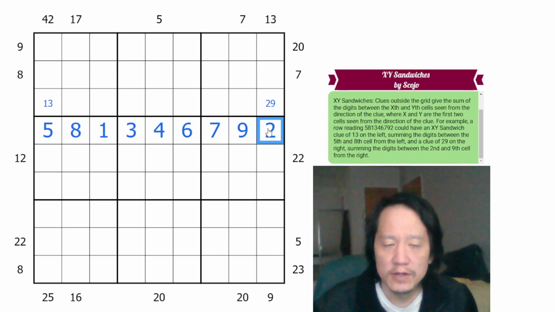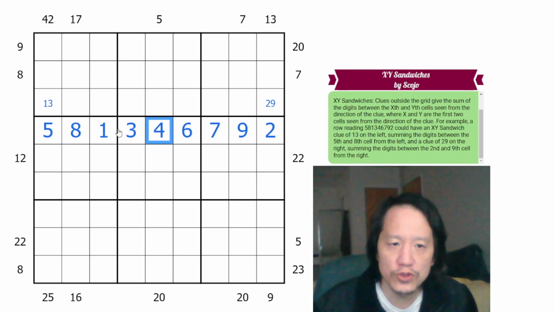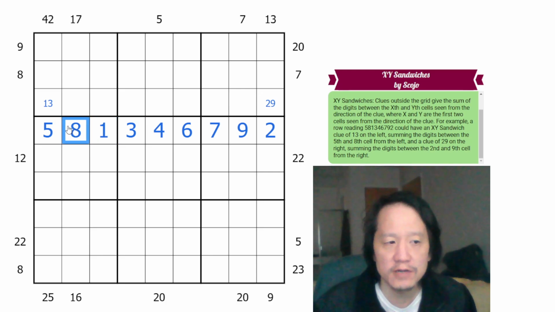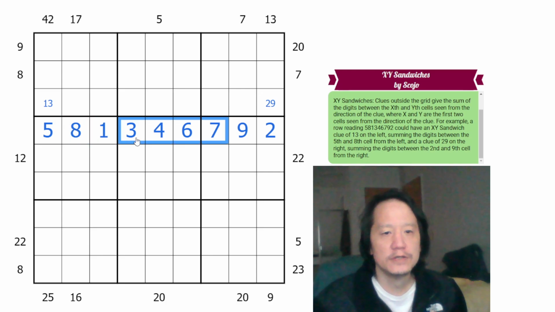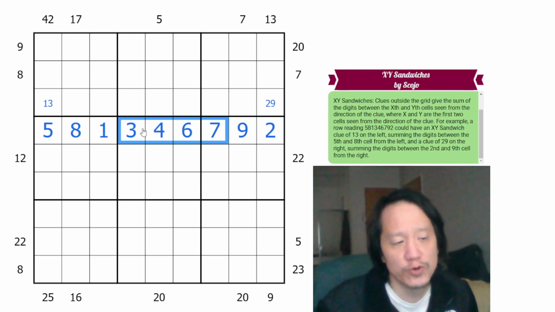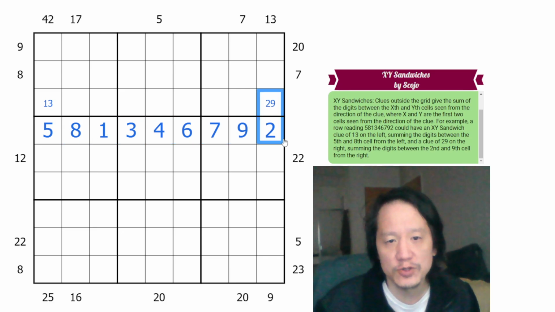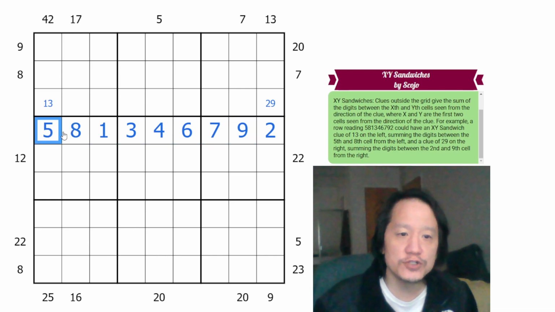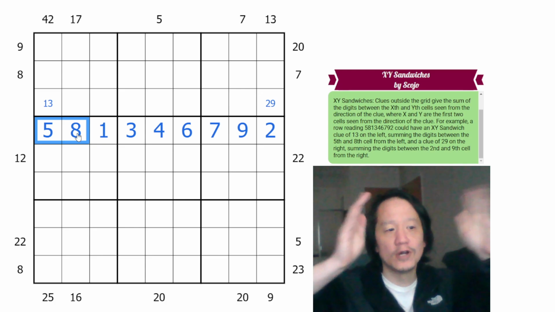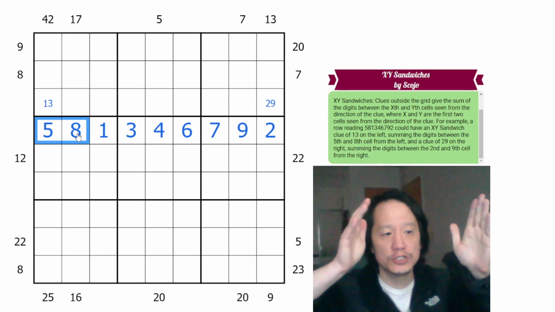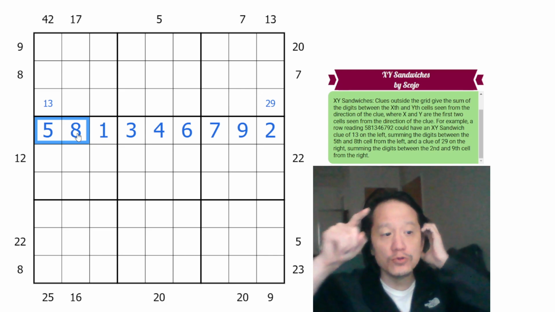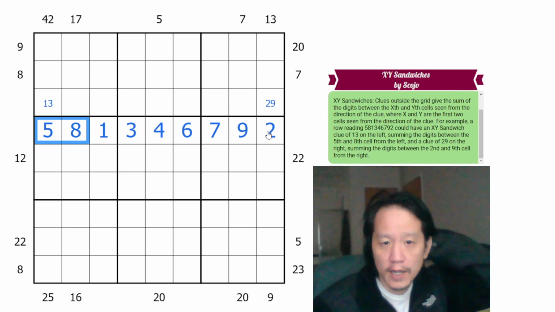That's fine. Between the 2nd and 9th going left would be between 9 and 5. So that would be 7, 6, 4, 3, which is 20, plus 1 plus 8, which is 29. 7, 6, 4, 3 adds up to 20, and 1 and 8 add up to 9, so it's 29. For the first two digits, those describe the boundaries of the sandwich, and they do not include those for the sum. And that's it.